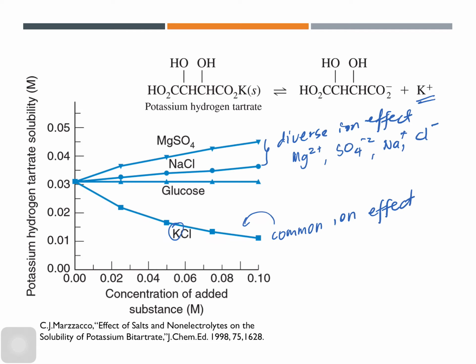How about glucose? Why is the solubility not changing as you add glucose? This answer is a no-brainer. Glucose is not an ion, hence there is no electrolyte effect because glucose is not an ion, hence no electrolyte effects will be happening. Okay. So that's a general idea. Later on, we will discuss further about the ionic strength whatsoever.